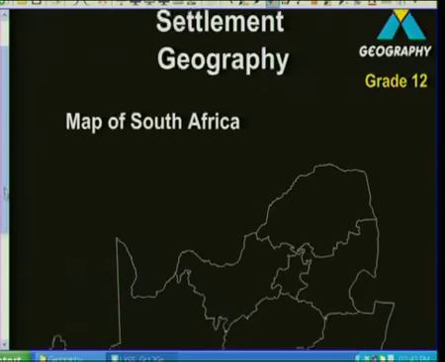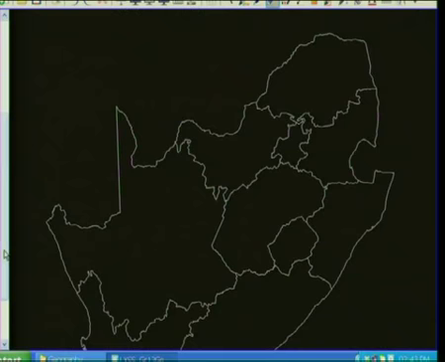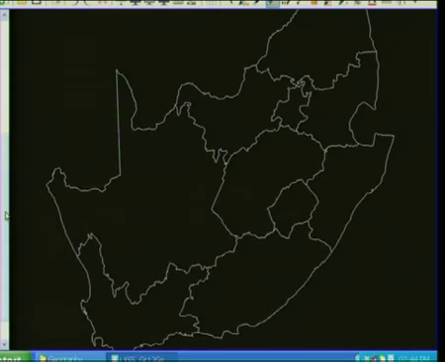So here we have a map of South Africa. Now, if we apply it to our settlement situation, we should be able to have an understanding of where our major settlements are. So if we take a look at things like this, we would know that Gauteng is our major area of settlement, the highly densely populated area with all of our industries.